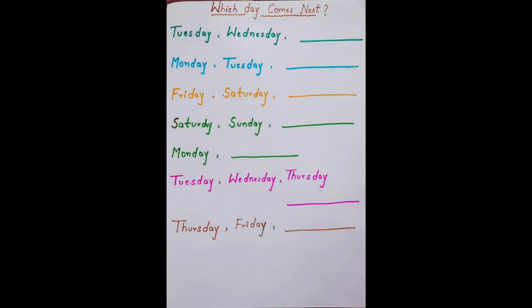Now this is the second worksheet where I have given some of the days and I have not completed the sequence. So the kid will write what day comes after what. That means which day comes next after that day. Let's suppose Tuesday, Wednesday, then after Wednesday what comes next? Thursday. Same way Monday, Tuesday, after Tuesday what comes next? Wednesday. So the kid needs to complete the sequence of that. It's in a random way so they will understand the concept of what comes next.